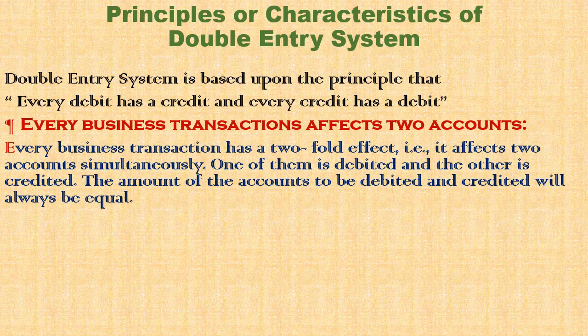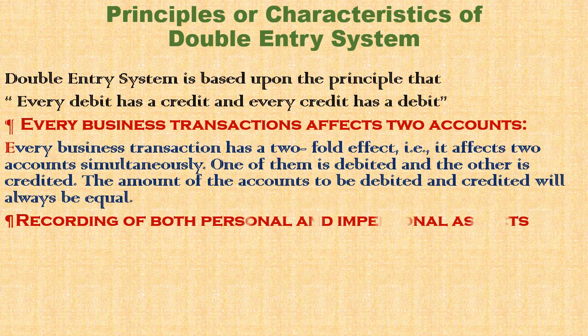The amounts debited and credited will always be equal. As we learned earlier, if one account is debited, the other account will be credited, and both accounts will be debited and credited with an equal amount. It is not that the machine is purchased for 50,000 and the cash is credited for 20,000. No, it has to be the same amount, equal amount debited and credited.